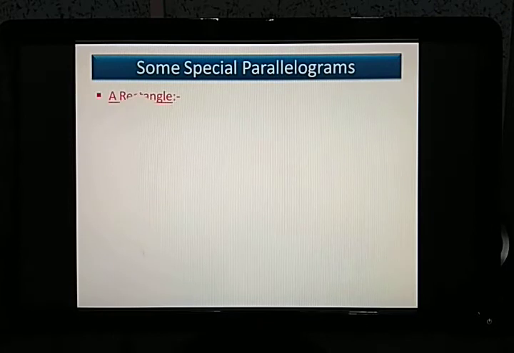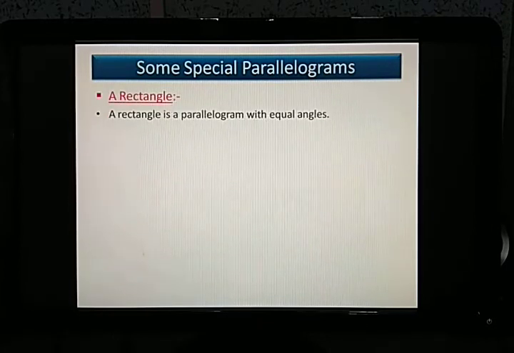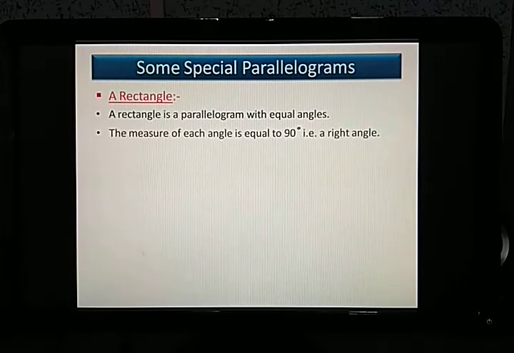Now next is the rectangle. So what is a rectangle? A rectangle is a parallelogram with equal angles. Yes, it is also a type of parallelogram but with equal angles. Now the measure of each angle will be what? It will be 90 degrees. How did we get 90 degrees?